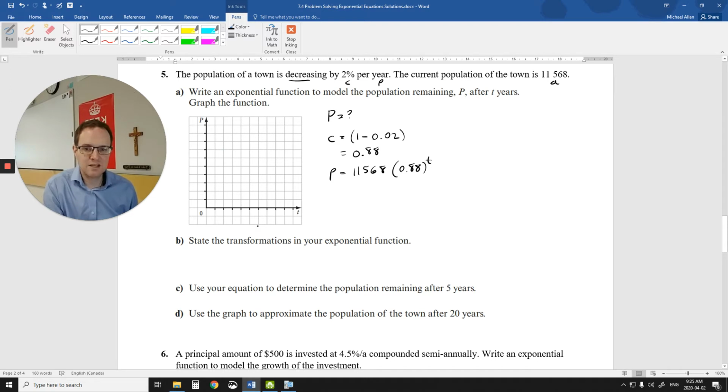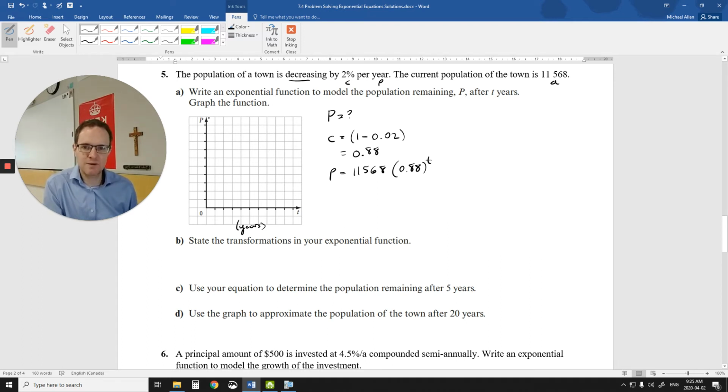Remember, T is the number of years. So put that on my scale down here. That's years. My population uses people, so I'm just going to leave that the way it is. And then this is what my equation looks like. Okay, it looks pretty good. I got 10 spaces here. I want to get to 11,000.